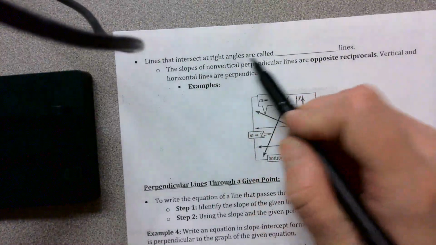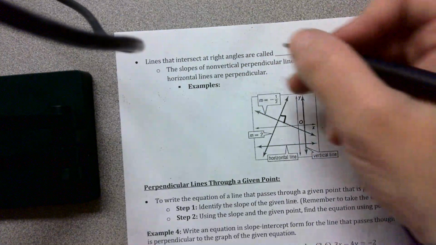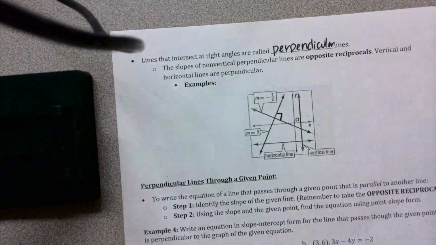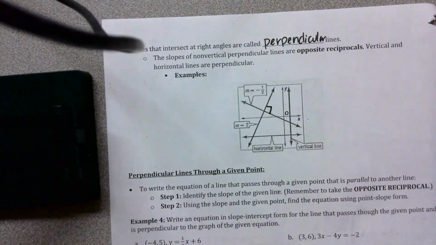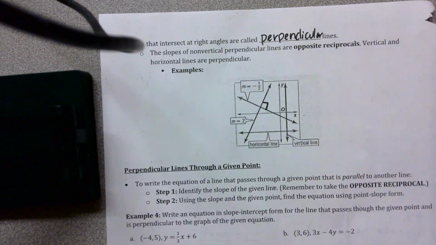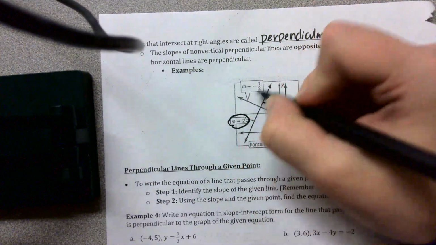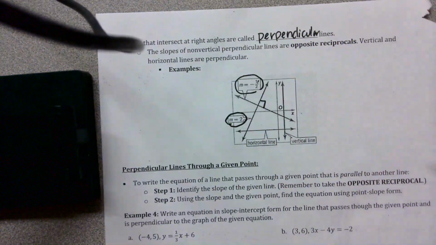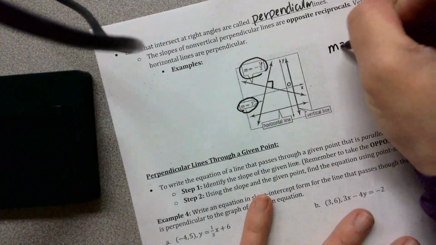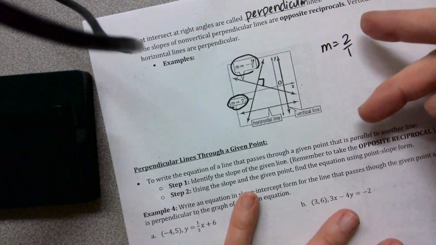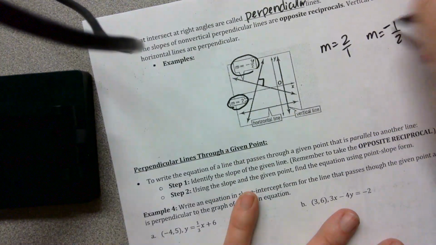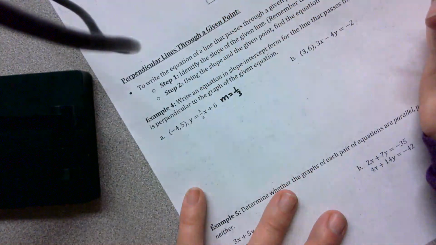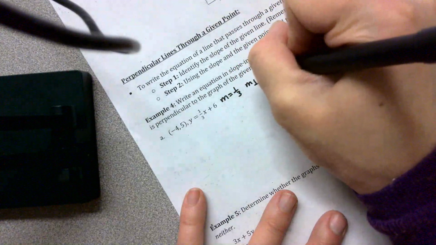It says lines that intersect at a right angle are called perpendicular lines. The slopes of the non-vertical perpendicular lines are opposite reciprocals. Vertical and horizontal lines are perpendicular. Notice that their slopes are opposite reciprocals. If one is positive, the other is negative. So if my one slope is 2, that's 2 over 1. Flip it and negate it. So here, my slope is 1/3. So a perpendicular slope is negative 3 over 1.